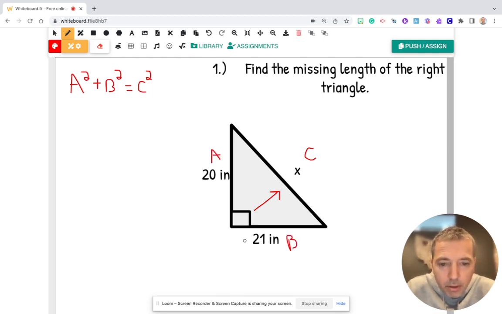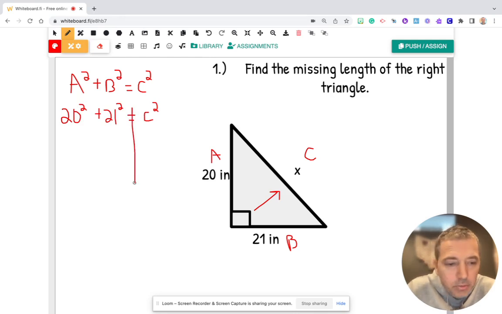Once I label them, I want to plug them into the formula. So I'm going to put in 20 for A. I'm going to put in 21 for B. And whatever one you're missing, leave it as the letter squared. So I'm going to leave it as C squared. I'm going to put my line down the equals because whatever I do to one side, I want to do to the other. But I notice I have a lot of math I can do over here.